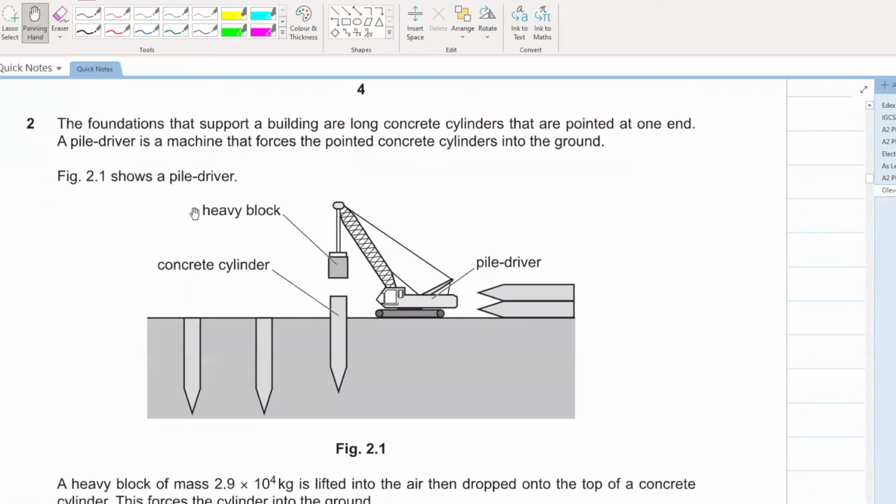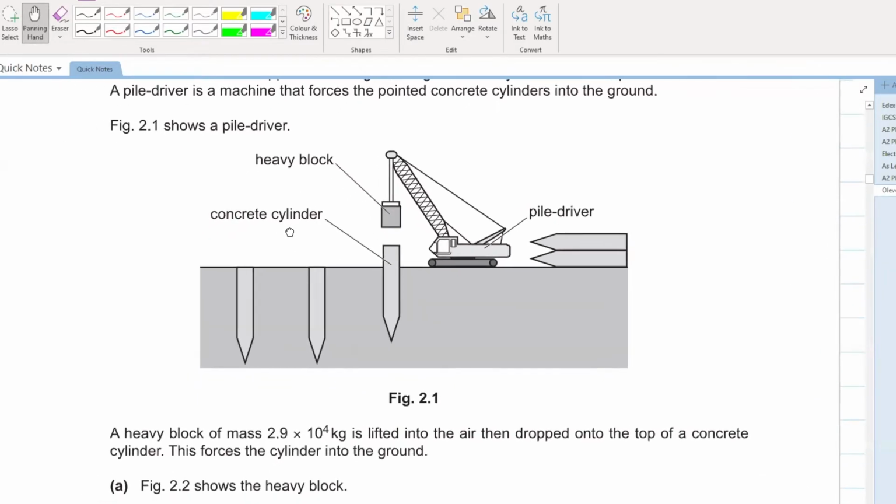The foundation that supports a building are long concrete cylinders that are pointed at one end. A pile driver is a machine that forces the pointed concrete cylinders into the ground surface. Figure 2.1 shows a pile driver.